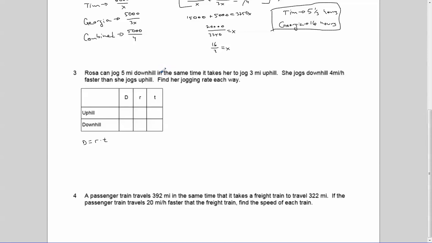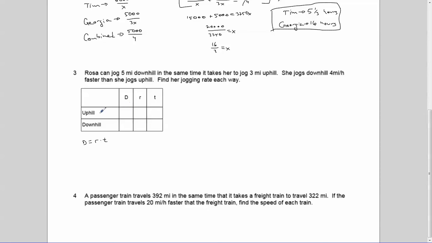Rosa can jog 5 miles downhill in the same time it takes her to jog 3 miles uphill. She jogs downhill 4 miles an hour faster than she jogs uphill. Find her jogging rate each way. For these problems where we're talking about distance, rate, and time, I recommend setting up a table just like this one. It will help you to analyze each piece of the equation that you need to put together.